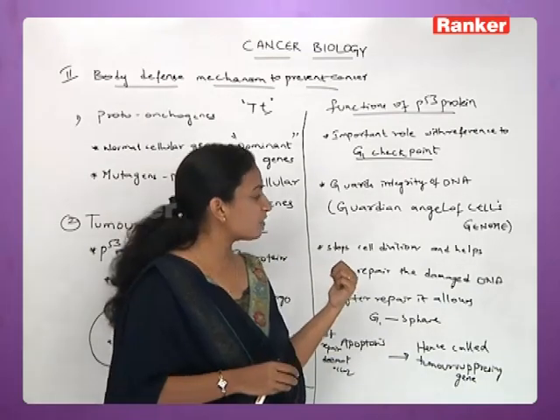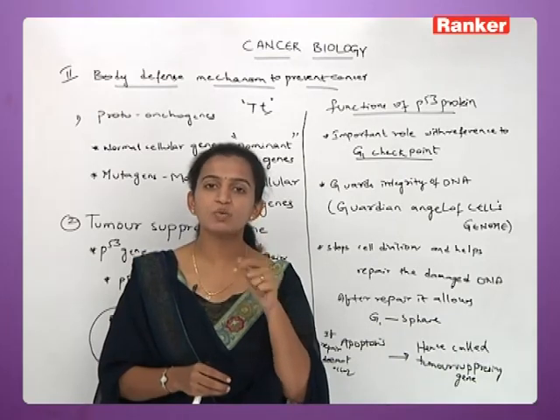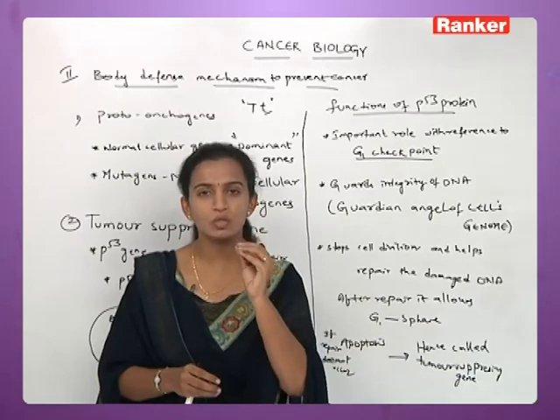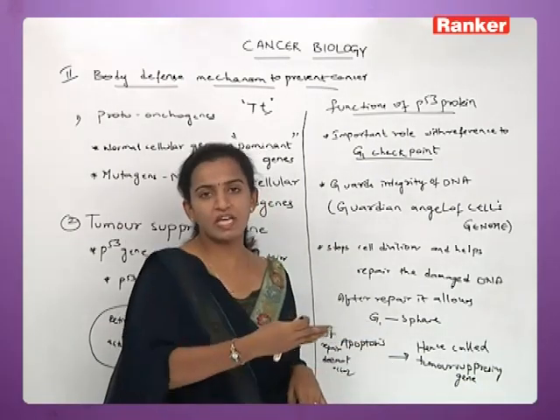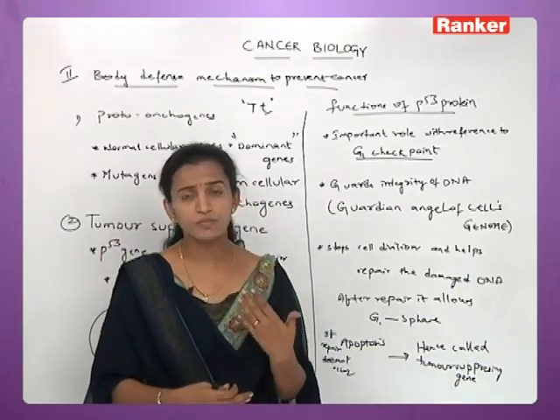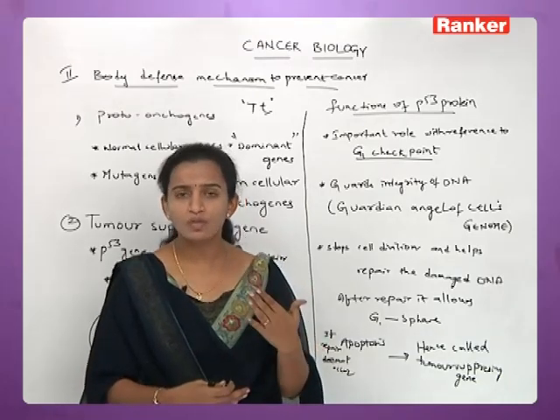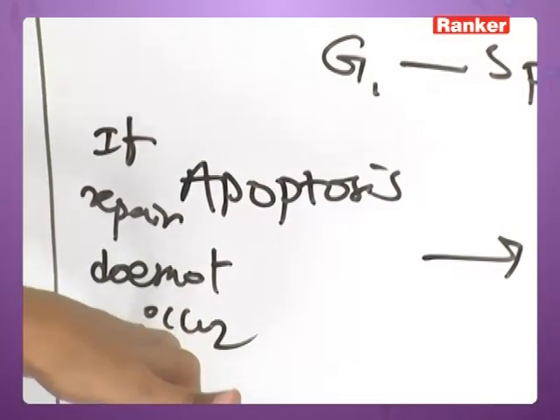Now if at all there is a problem in the DNA, that means there is some sort of repair that needs to be done in the DNA. What it is doing is that it is helping the DNA to undergo the repair, and it is asking it to enter from the G1 phase to the S phase. Now, if at all it cannot be repaired, or the DNA is incapable of repair, it undergoes apoptosis.